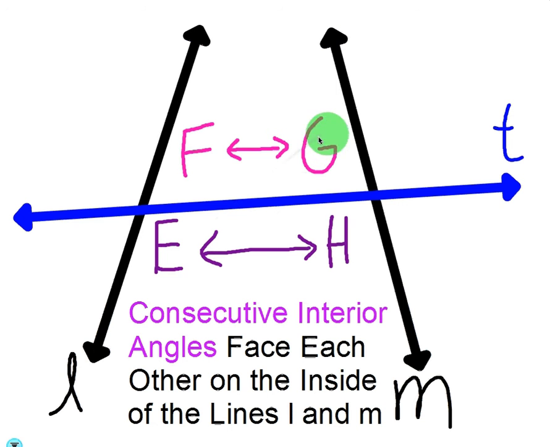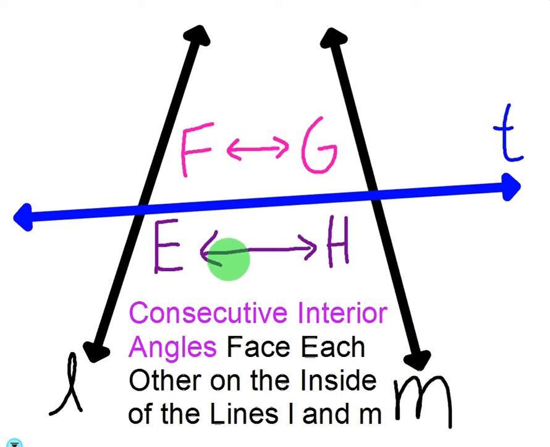Okay, you couldn't say that E and G are consecutive because they're on opposite sides of T. There's another name for that which we'll learn, okay? So E and G are not consecutive. They're on opposite sides of line T. Neither could you say that F and H are consecutive. They're also on opposite sides of this transversal. They're only consecutive interior angles when they're on the inside and they face each other on the same side of T. So F and G are both above T and they're on the inside, so that makes them consecutive interior. E and H are below T. They're both on the inside, so they're also consecutive interior angles.